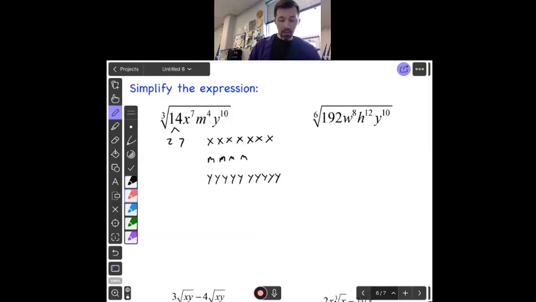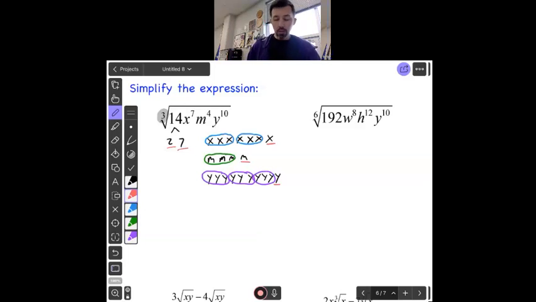Then we need to go looking for groups of 3, right? So our index is 3, so we'll go looking for groups of 3. I don't have 3 2s or 3 7s, so those guys are both lonely. 3 x's. I've got 3 more x's. Then I've got a lonely x. I've got 3 m's. Then I've got a lonely m. Got 3 y's, 3 y's, 3 y's, and I've got a lonely y.